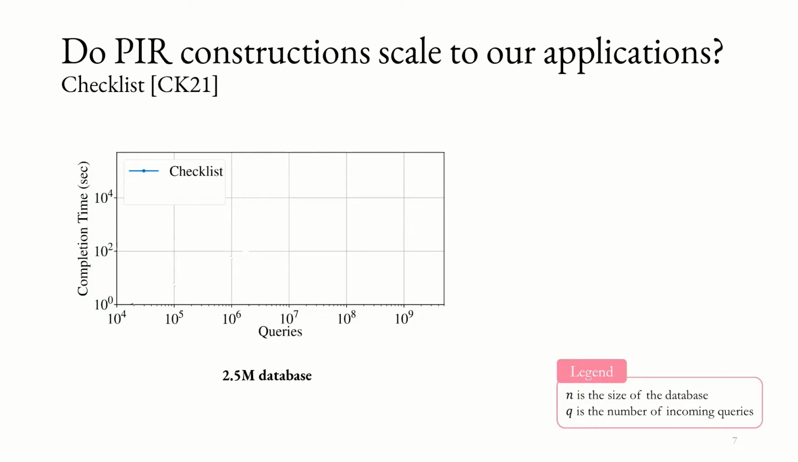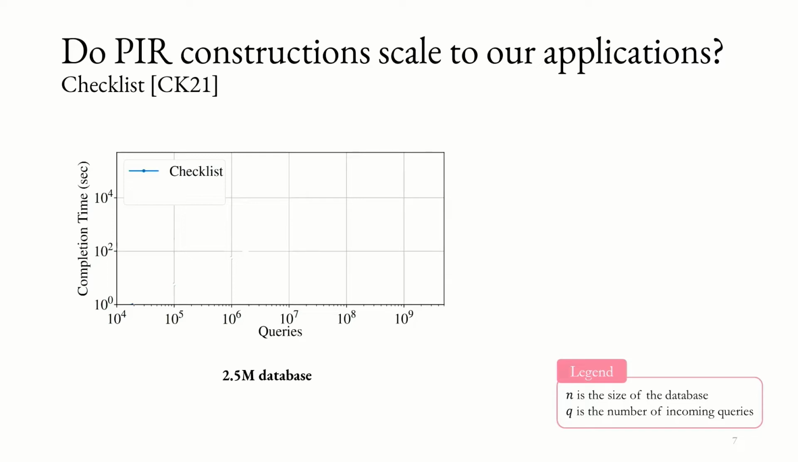We'll look at the performance of Checklist, a state-of-the-art two-server protocol that uses the offline-online model. This is a very recent protocol from last year's USENIX Security. And what we're going to show here is only the online cost. We're not going to show the offline cost.